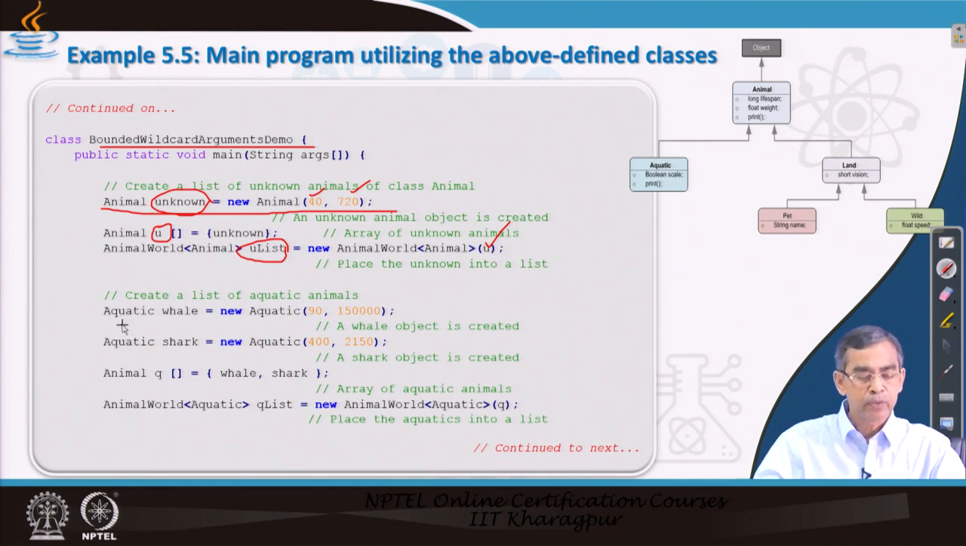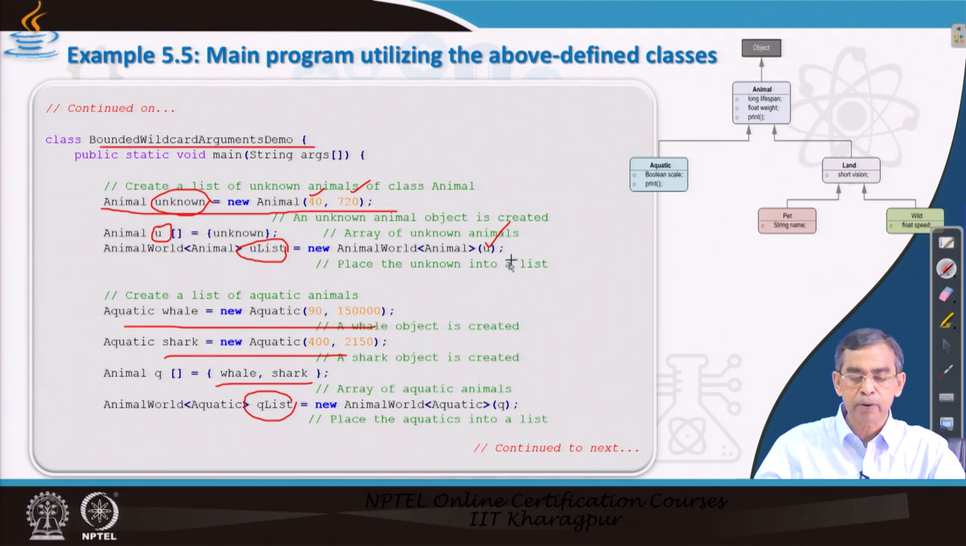Similarly, we create another array, the collection of all whales and sharks, an array of all the aquatic animals, and then create another list, just like u list for unknowns, a q list for aquatic.